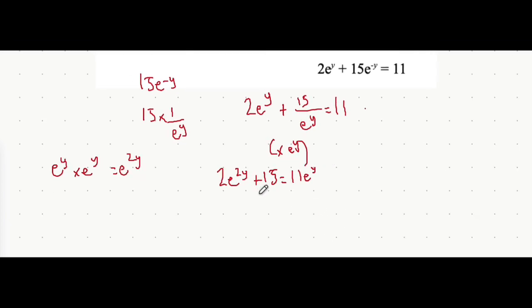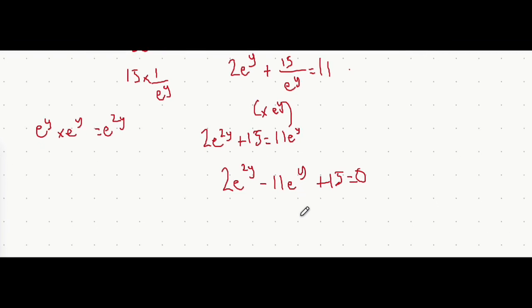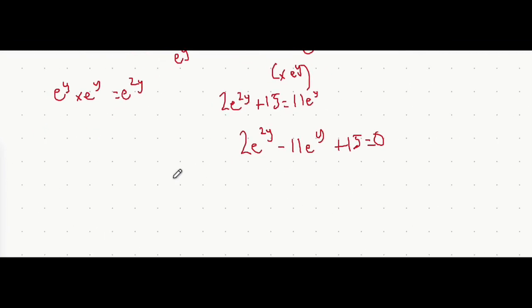If you then subtract 11e to the y from both sides, you'll be left with 2e to the 2y. I'm just going to squeeze this in the middle of the two terms, and I'll show you why. Once I've done that, this looks a lot more like a quadratic now, doesn't it? This is what we call a hidden quadratic. You can make it look even more like a quadratic by replacing e to the y with a single letter. Let's say let x equals e to the y.